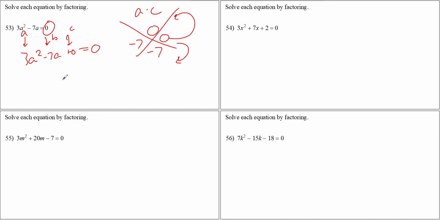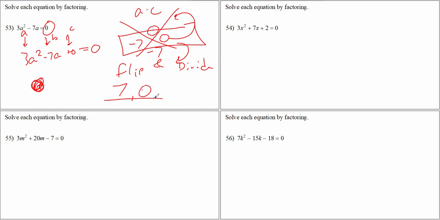Okay, here we go. This is actually pretty simple. Remember, again, I take these two numbers. What do I do? I flip and divide. Flip, flip, flip and divide. Positive 7, comma, 0. What's my a value? It's 3. Divide by 3. Can I reduce? Nope. 7/3. What's 0 divided by 3? It's still 0. And those are my answers right there. Pretty simple, guys. It's not really that difficult.